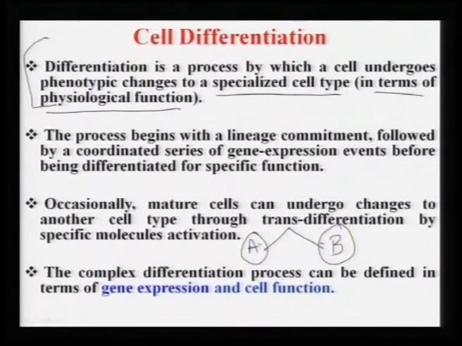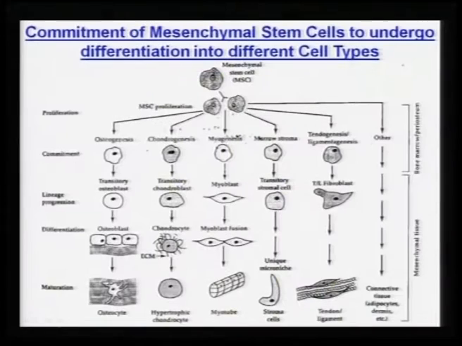The process begins with a lineage commitment. What is lineage commitment? I will come back to that later. It is followed by a coordinated series of gene expression events before being differentiated for specific function. Now, let us see what is meant by lineage commitment. You start with stem cells here, mesenchymal stem cells.